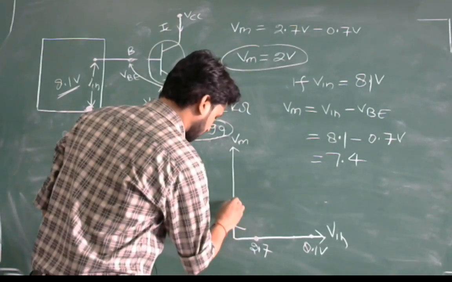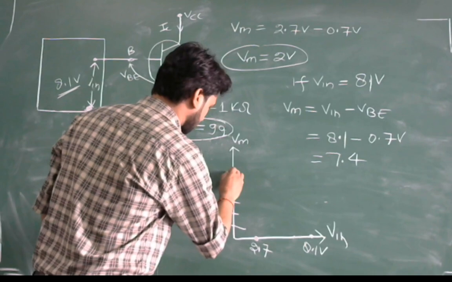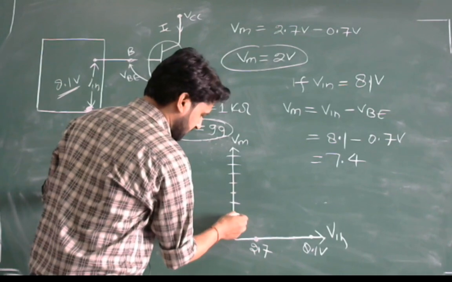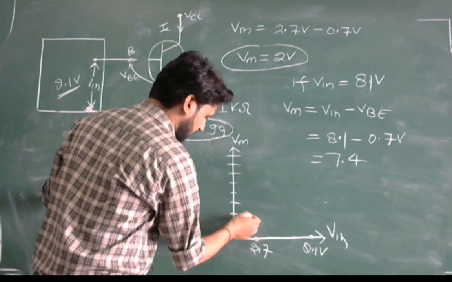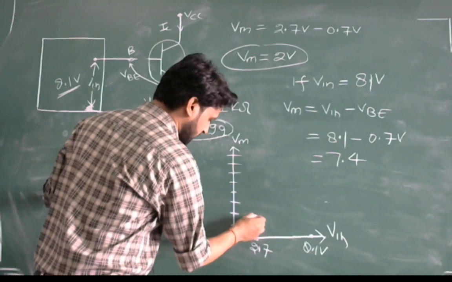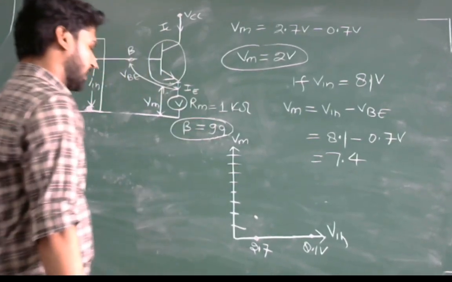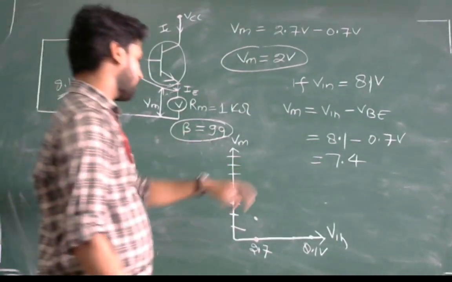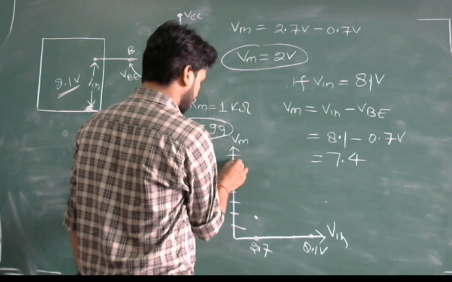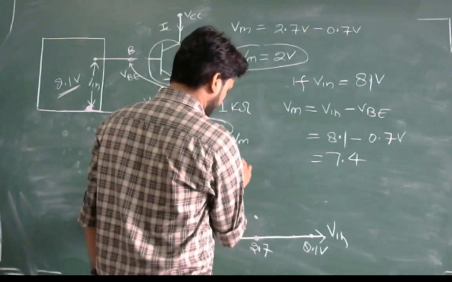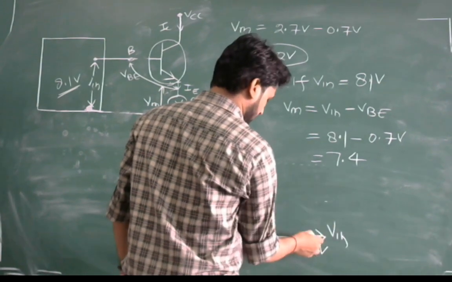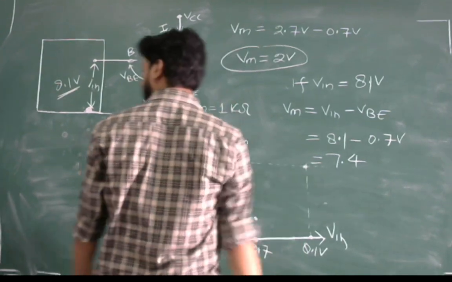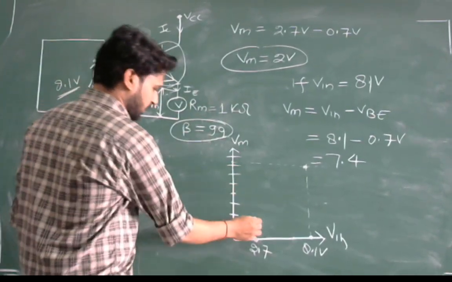When the input voltage is 2.7 volt, the output voltage is 2 volt. Again, when the input voltage is 8.1 volt, we are getting 7.4 volt at the output, so it is here, 7.4 volt at the output. Connect these two points.